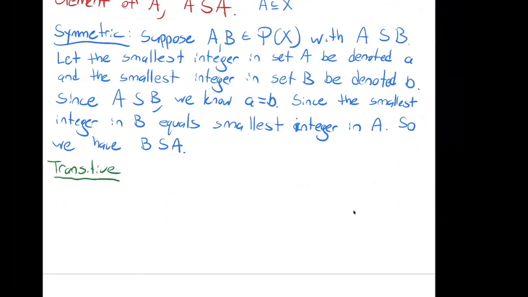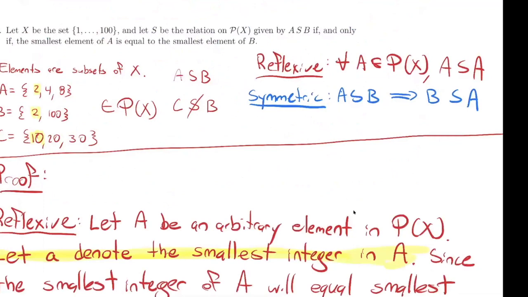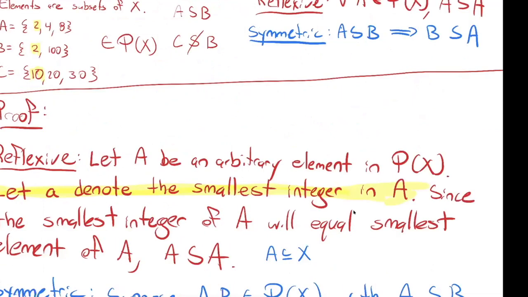Okay, and then we've got one more property, which is the transitive property, which is also an implication, which says if A is related to B and B is related to C, then A should be related to C.